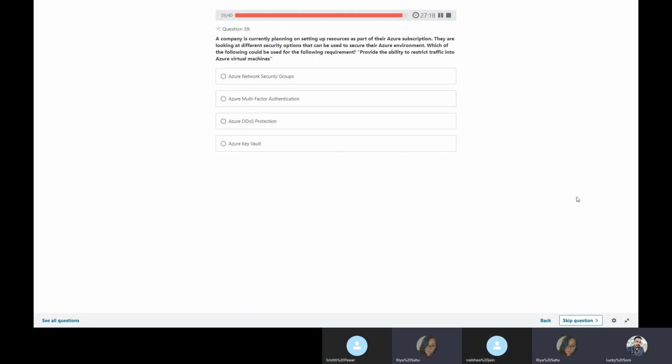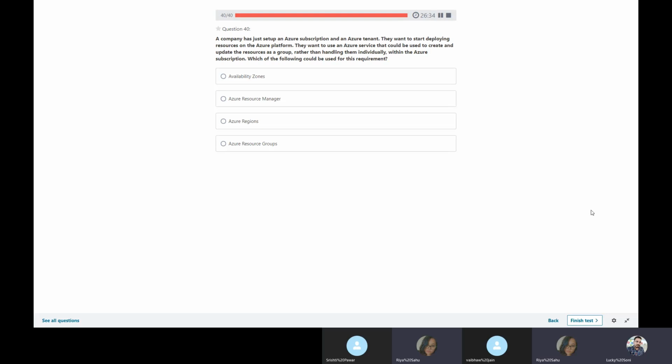A company is currently planning and setting up resources as a part of their Azure subscription. They are looking at different security options that can be used to secure their Azure environment. Which of the following could be used for the following requirement? Provide the ability to restrict traffic into an Azure virtual machine. Whenever we would like to restrict the traffic into the virtual machine, we know there are two kinds of things, at the virtual machine level or at the subnet level. So we are talking about the virtual machine level, that is for sure Azure network security groups. Okay, question number 40, please.